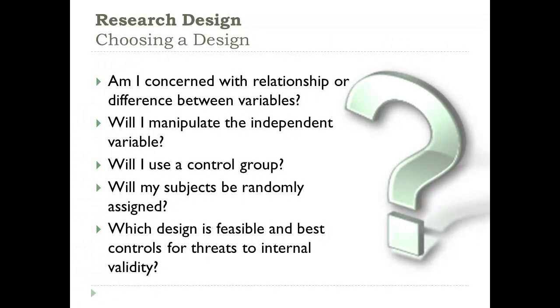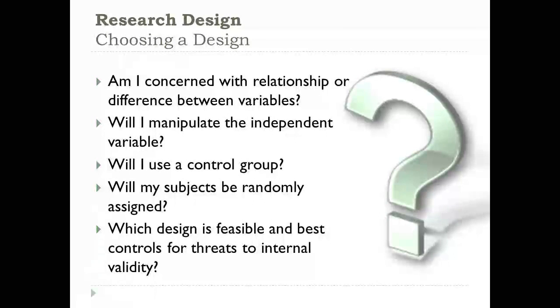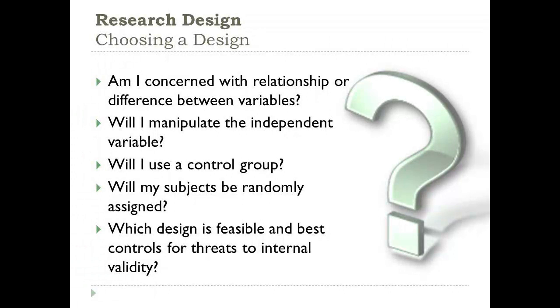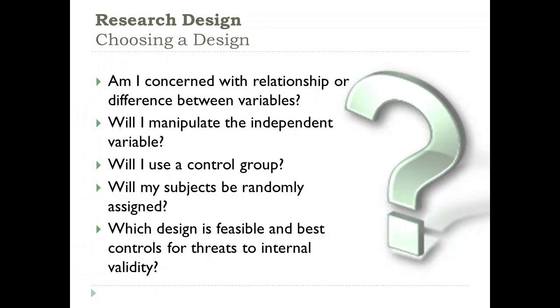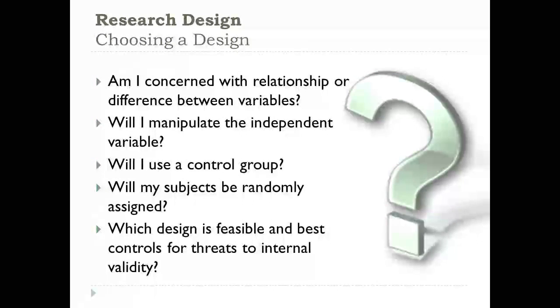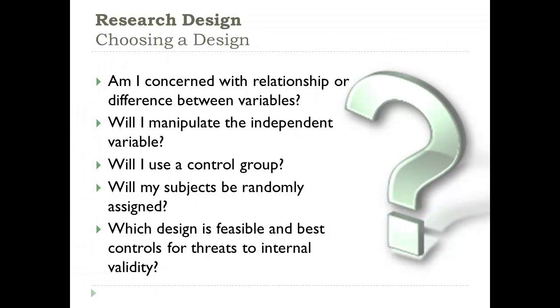You then need to ask yourself, is your design feasible, and is it the best design, the strongest design that you can do, and does it have enough controls for internal validity? I also want you to ask yourself, what other research has been done in this area, and is the design that I'm choosing warranted based on what's already been done? Now, there's two ways to think about this. Maybe a lot of the research in the area that you're looking at has been correlational and causal comparative. And so you're going to do an experimental design.